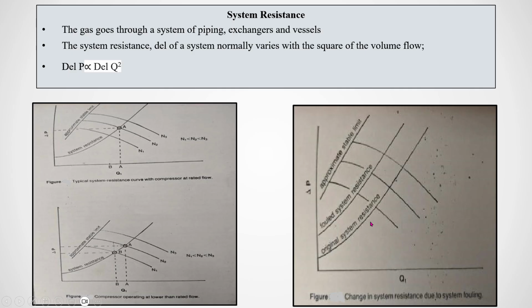That will be beneficial. Similarly, if discharge lines are fouled, then system resistance will go up, because discharge pressure goes up, and it is coming very near to your surging point. If discharge lines are choked and fouled, then system resistance will go up.